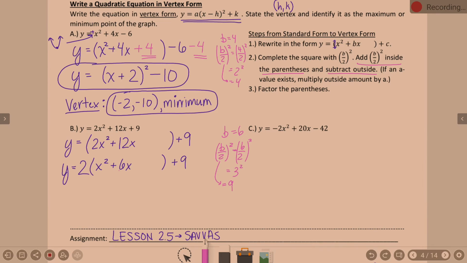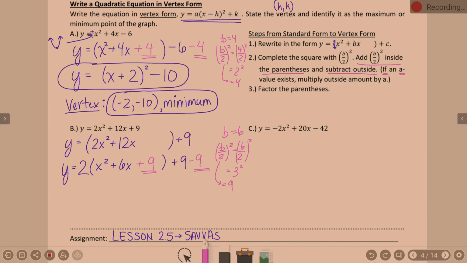Okay. Here's the other half of that catch. Now, we know to add 9 on the inside and subtract 9 on the outside, yes? Just what we did up above. You're going to add whatever that value is inside the parentheses, and you're going to subtract whatever that value is outside the parentheses. There's a catch on this one, though. We had an a value, yes? Yes. If an a value exists, multiply the outside amount by a.